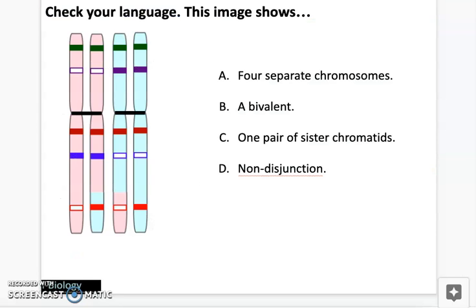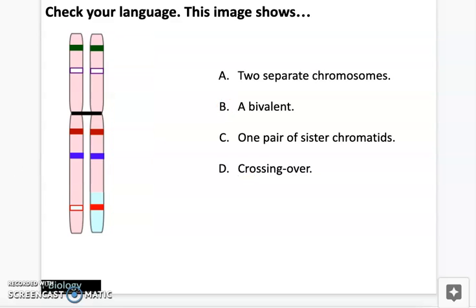So let's check our language, because this subtopic does have a lot of vocabulary and you're going to have to practice it in order to be able to understand fully. So this image shows what? Pause your video. It shows a bivalent, right? A bivalent. Why is it a bivalent? Because it has the homologous chromosomes lined up with each other.